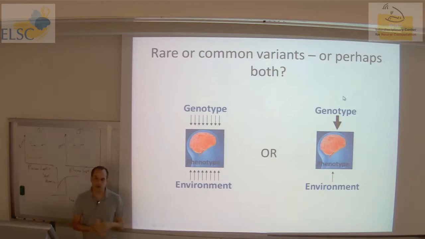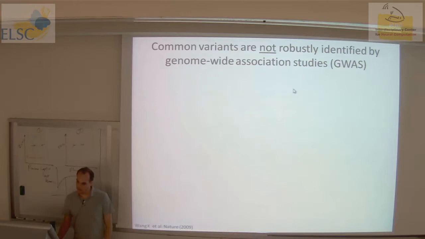Each arrow here, the size of the arrow is the size of the effect. It could be a strong effect or a lot of small effects. The problem is that until now, common variations were not robustly identified using genome-wide association studies. In autism, there were a few of those studies, mostly with quite low sample size, so they were not very powerful. Still, we don't have good evidence for any specific common variation.